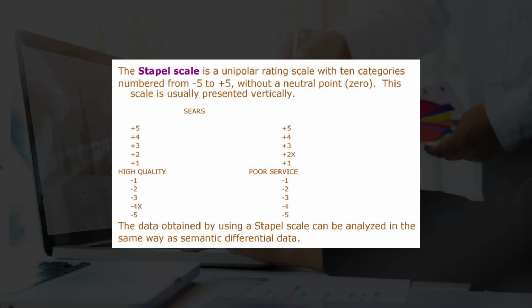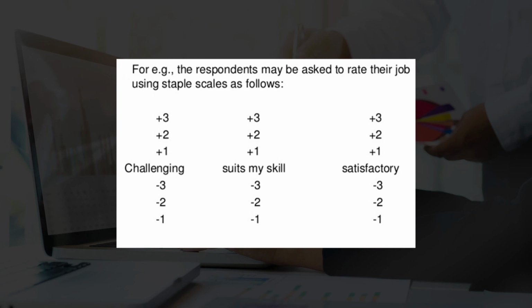If you see the example, I think we have talked about that the Stapel scale moves in a vertical manner. So if you see Sears, +5, +4, +3, +2, +1, high quality, then -1, -2, -3, -4, -5. Data obtained by using a Stapel scale can be analyzed in the same way as the semantic differential data. There are some more examples, like the respondent will be asked to rate the jobs using Stapel scales, like +3, +2, +1, challenging, -3, -2, -1. And +3, +2, +1, satisfactory, -3, -2, -1.